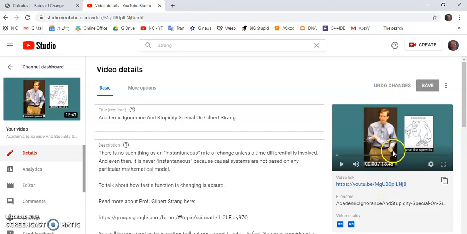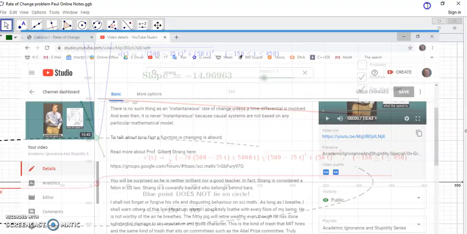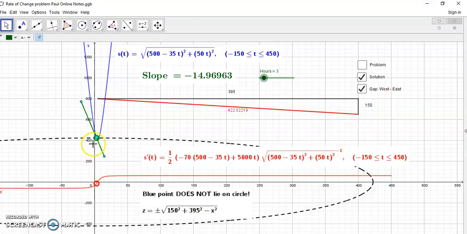So I'll place a link there too, and you can see that there is no such thing as an instantaneous rate. Basically, when they say instantaneous rate in the mainstream, what they mean is the slope of the tangent line to a particular function. It doesn't even have to be a distance function, in which case it's not the speed. So fast and slow is not relevant.